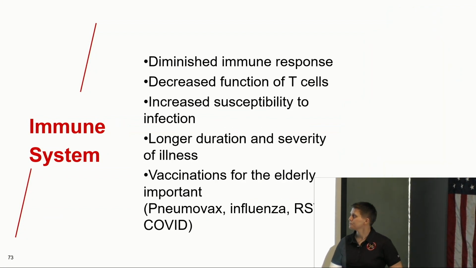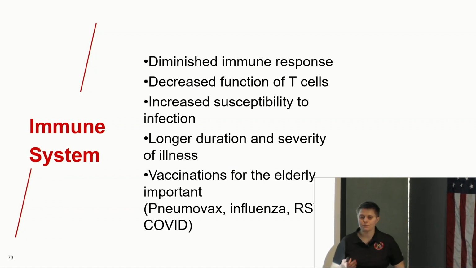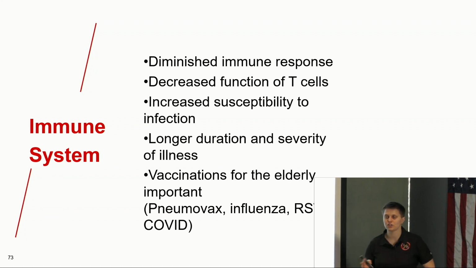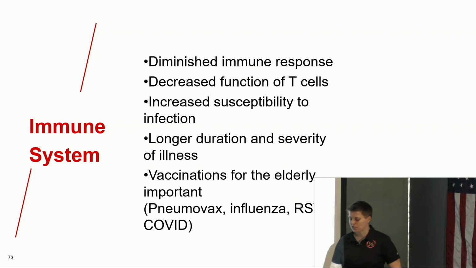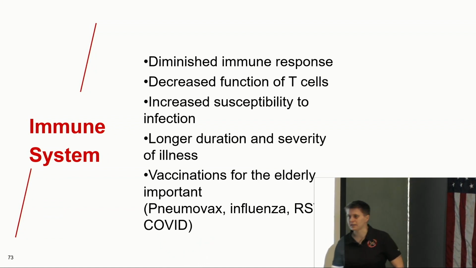The immune system. As we age, we are not as good at fighting off infections. So there's a diminished immune response. There's decreased function of our different infection-fighting cells. We're more susceptible to illness. Those illnesses last longer and can be more severe. And there are some important vaccinations for the elderly to help prevent some of the most common illnesses, and new stuff that's come up recently, like the RSV vaccine and now the yearly COVID vaccine. But these things may help our elderly patients avoid some of those common and life-threatening illnesses.